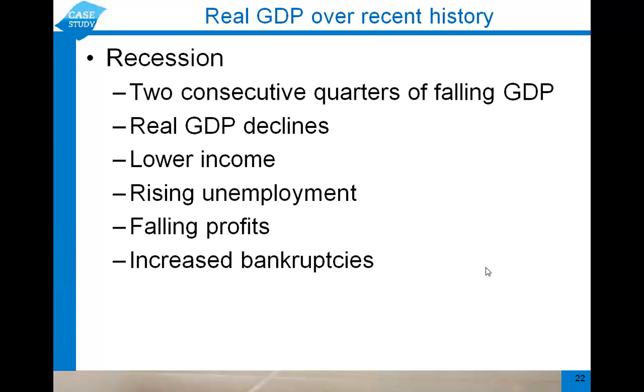Now, the definition of a recession used to be just 2 consecutive quarters of negative GDP growth, or falling GDP. So real GDP going down. Also, we'd expect to see lower income, rising unemployment, falling profits, and increased bankruptcies during a recession. Certainly in this last recession, we've seen all of those things.